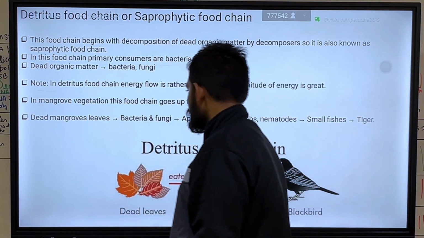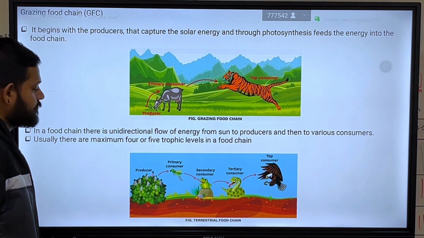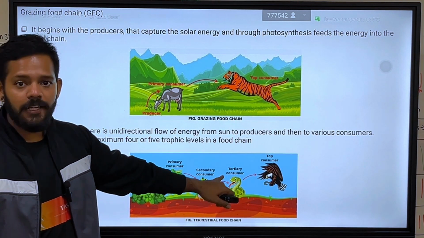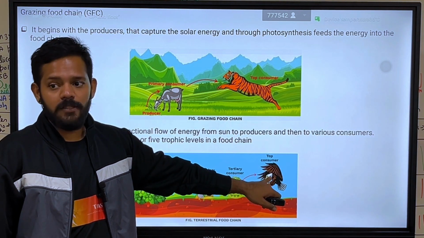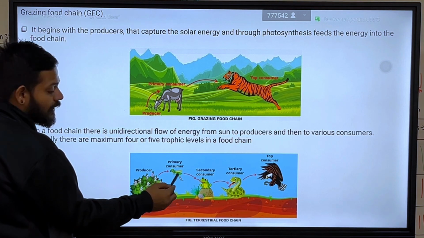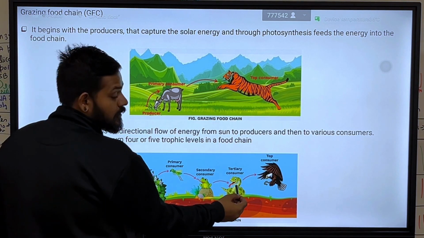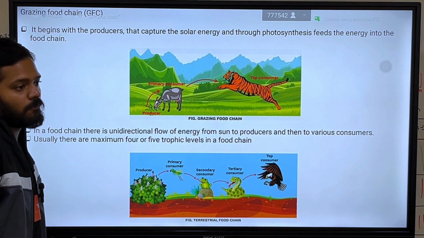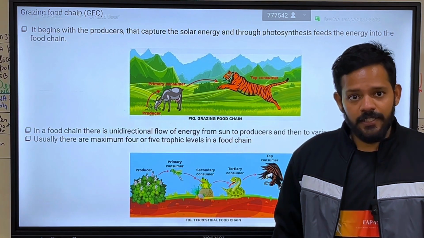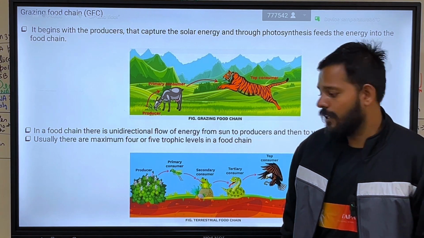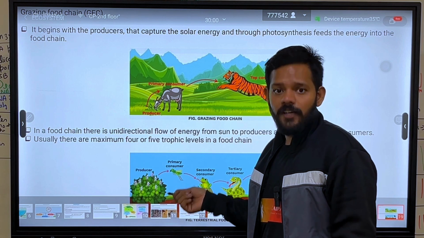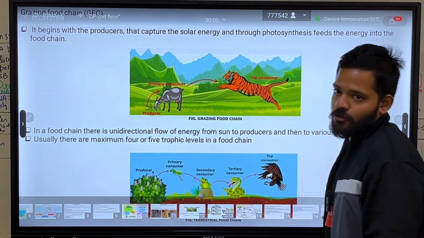See this, this is a food chain in which we have a producer, primary consumer, secondary consumer, tertiary consumer, and top consumer. Each of these is a standing crop. Standing crop is basically the biomass of the organisms present in a particular trophic level. For example, if the primary consumer is a grasshopper, then the weight of the grasshopper is the standing crop of that food chain.